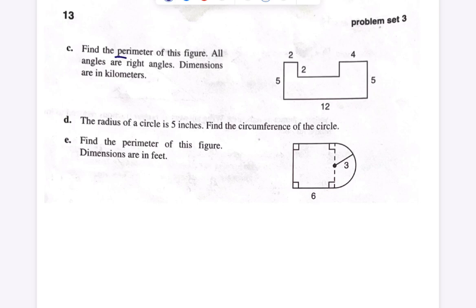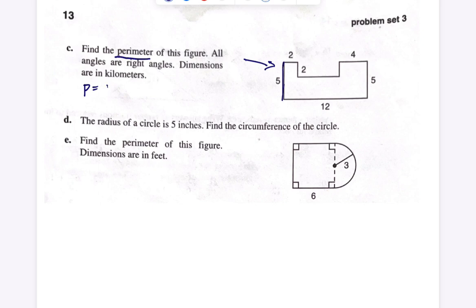Now let's take a look at some practice by calculating the perimeter of these figures below. In our first example, they want us to calculate the perimeter of this figure, and we have most of the dimensions, except we're missing one piece. The perimeter is going to be equal to the sum of all of the different sides.